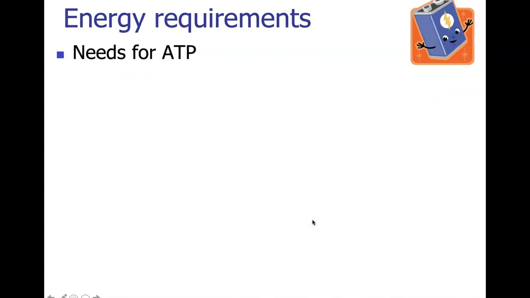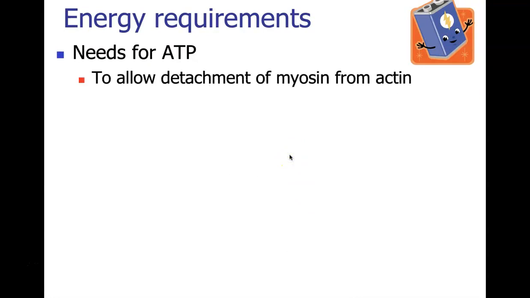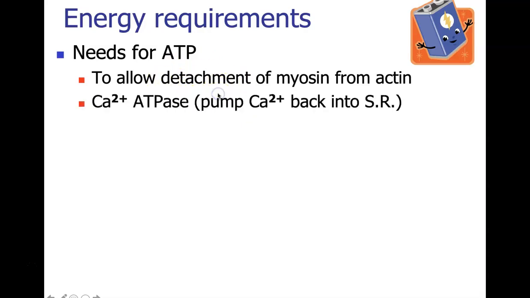Okay. So in order to fire muscles, we need ATP, mostly for detachment of myosin from actin, right? So that's what the ATP is doing. It's allowing detachment. Okay. There's also a calcium ATPase that pumps calcium back into the SR. So remember that you're going to release calcium from the SR in order to contract muscles. And this ATPase then pumps calcium back into the SR so that you can then contract your muscles again.